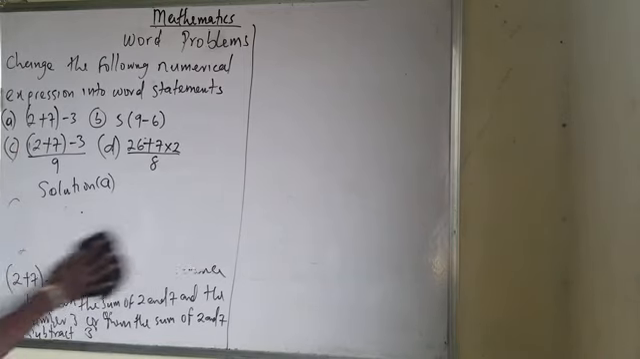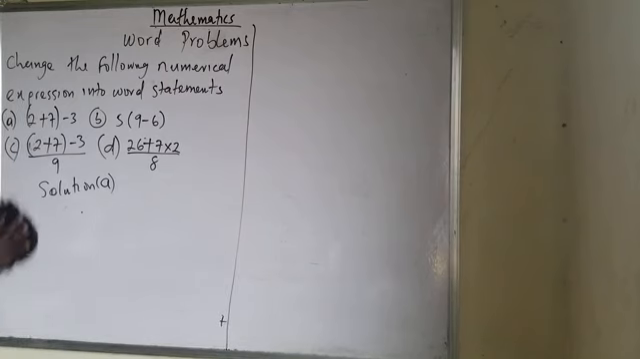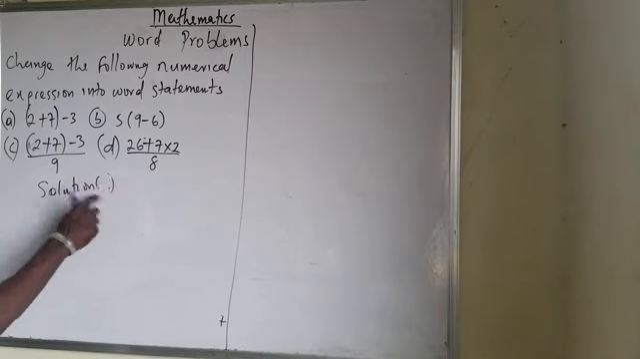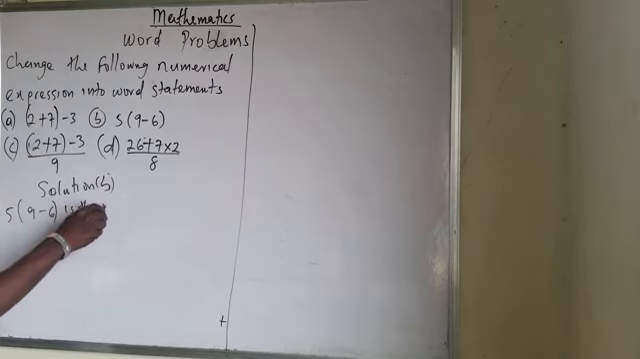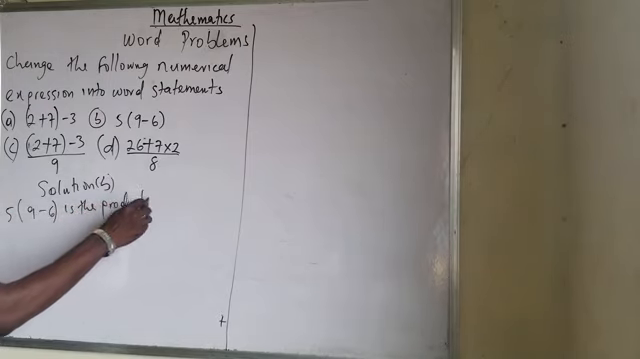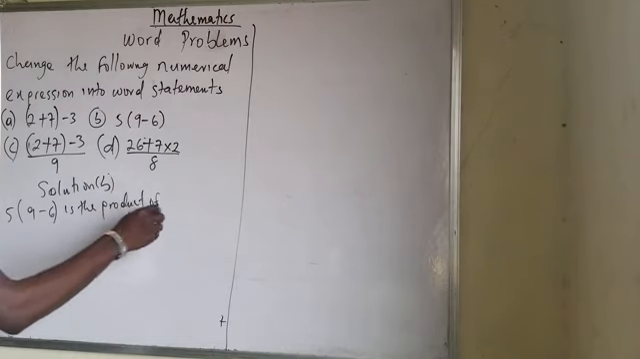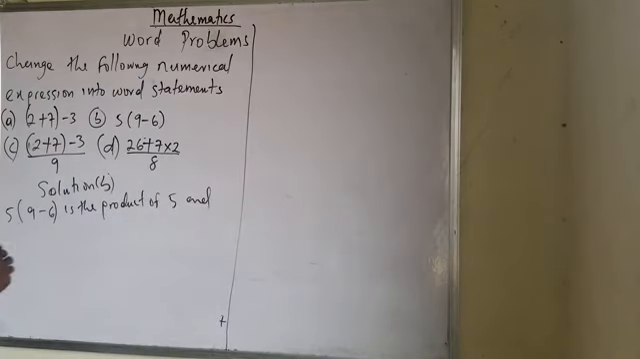Now, number 2 is so that when you are working directly on a problem, you can be able to tackle it and understand it very well. Now, to solution B. If I have 5 bracket of 9 minus 6, it means the product of 5 and 9 minus 6.